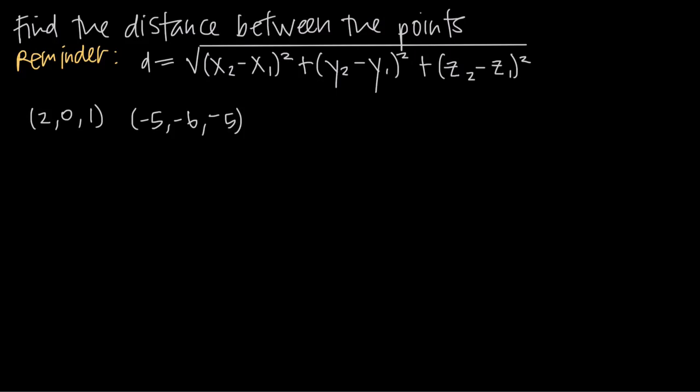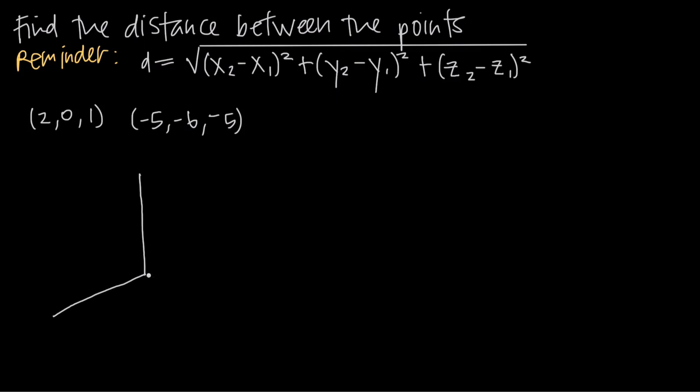In this video, we're talking about how to find the distance between two coordinate points in three-dimensional coordinate space. In this particular example, we've been given two coordinate points, the point (2, 0, 1) and the point (-5, -6, -5), and we want to find the distance between them. So the first thing we need to realize is basic, but we're dealing with three-dimensional coordinate space.